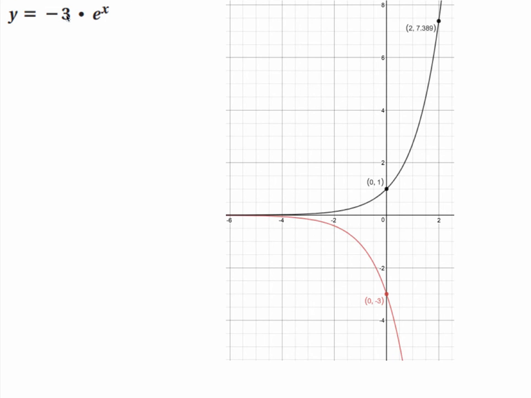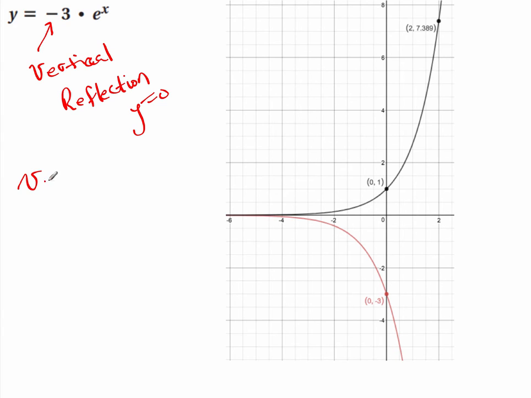Now, when I have y equals -3 e to the x, this is going to be a vertical reflection across the line y equals 0, and it'll be a vertical stretch by a factor of 3. So if this is my original y equals e to the x, this gets reflected across the axis and stretched.